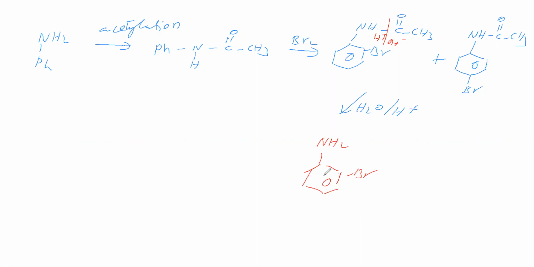At ortho position Br is there. Now if you hydrolyze this, NH2, that phenyl ring, and at para position Br is there. It is para-bromoaniline, it is ortho-bromoaniline. We got para-bromoaniline and ortho-bromoaniline.